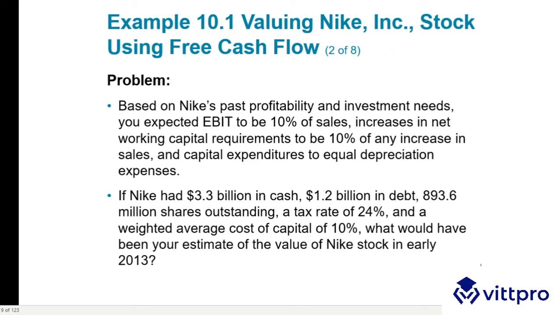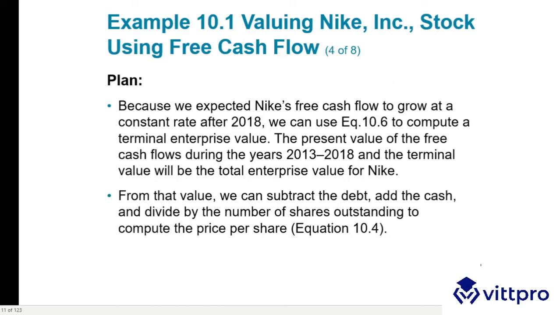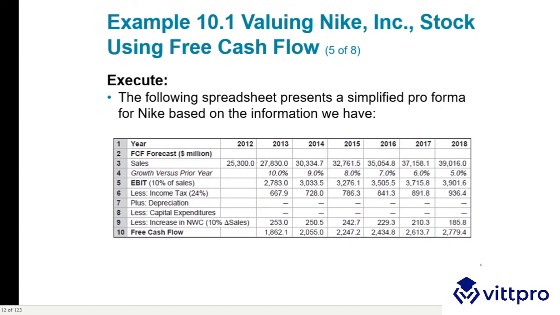So that's the question. In this case, the first thing we need to identify is the firm's cash flow, and then we will grow it until a constant rate, and there we will get the market value of the company. Then we will add the cash, subtract the debt, and divide by the number of outstanding shares to get a per share price, right? So in this case, sales in 2012 is $25.3 billion. Then in 2013 it will increase by 10%, 2014 by 9%, 2015 by 8%, then 7%, 6%, and 5% in 2018.